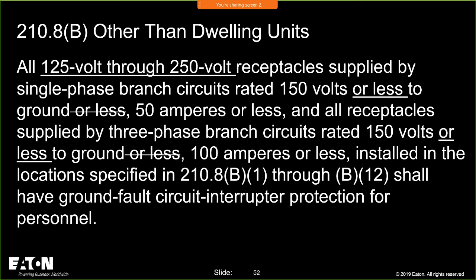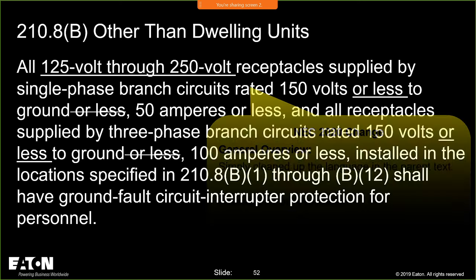In the 2020 cycle, we tried to fix that. Mike Johnston pulled together a task group for the correlating committee, and they tried to address all of the correlating issues between 210.8(B) and all of those back-end chapters to get those in sync. But the key here is if you're in other than a dwelling unit and you have a receptacle outlet in any of those listed locations, you're not just at 15 and 20 amps, you're single phase up to 50 and three phase up to 100 amps.